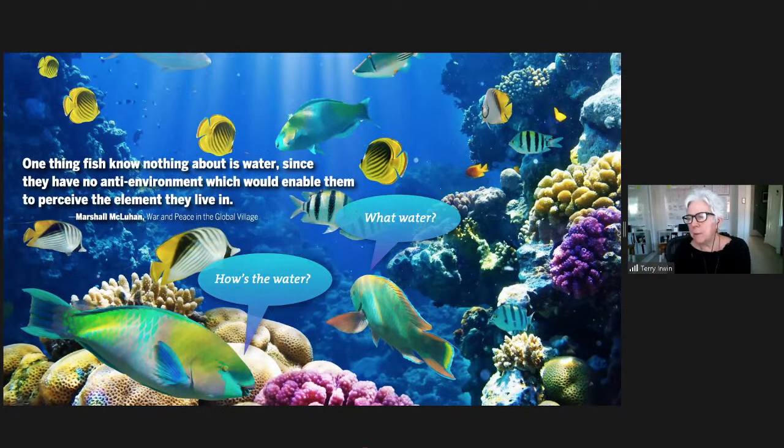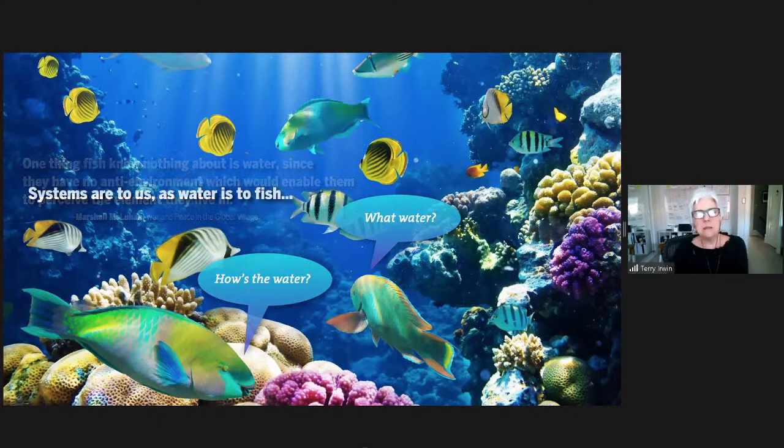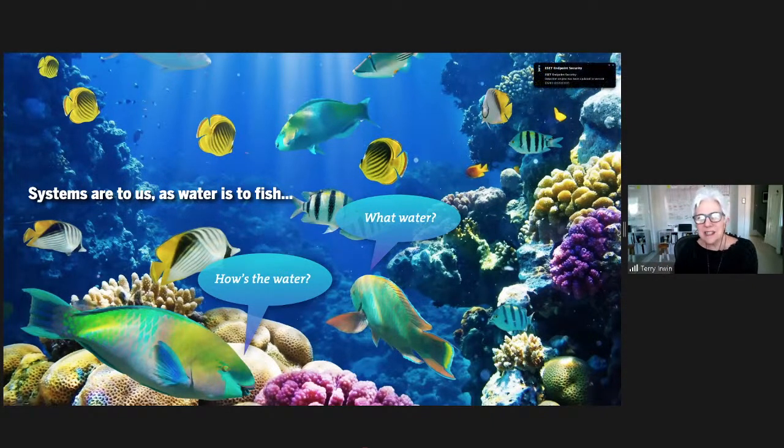Marshall McLuhan famously said that one thing fish know nothing about is water, since they have no anti-environment, which would enable them to perceive the element they live in. Systems are so ubiquitous and our interactions with them are so pervasive, we don't really see them and therefore we don't understand them very well. My work is concerned with how we learn to see systems and understand how they behave.